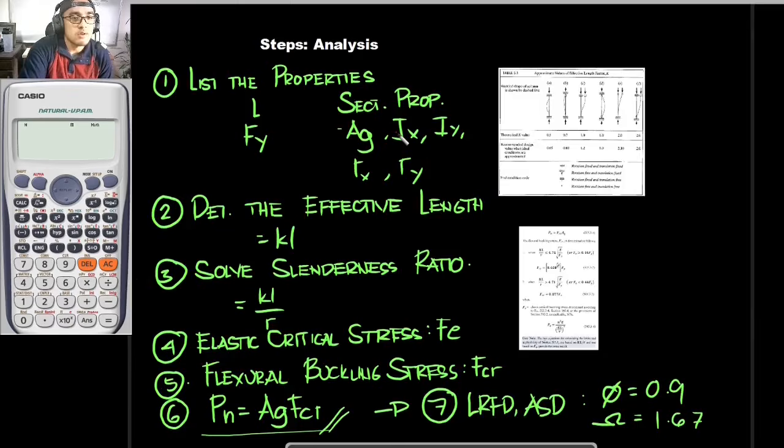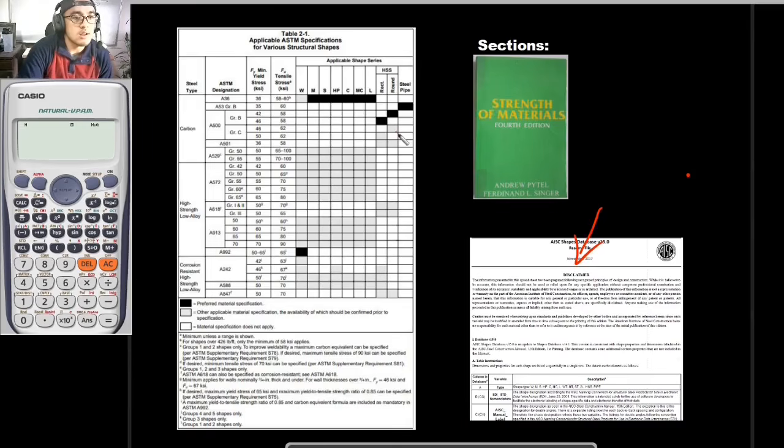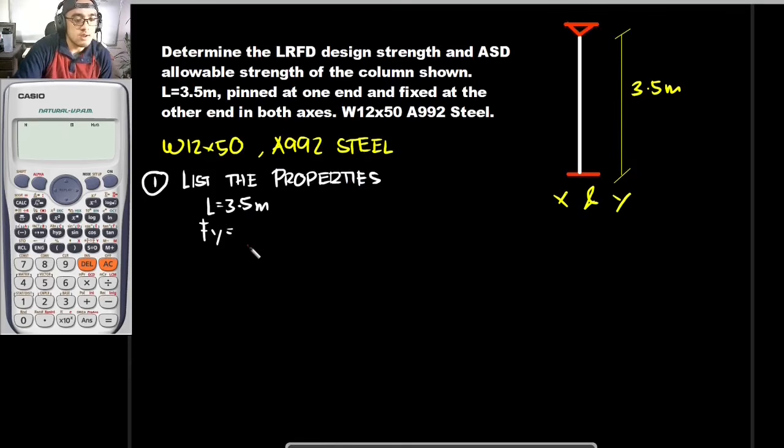And if we are to use A992 steel, so check natin dito, sabi yung A992, it would be this. And this would be its yield stress. And ang gamitin na lang natin dito would be 50. So its yield stress would be 50 KSI.